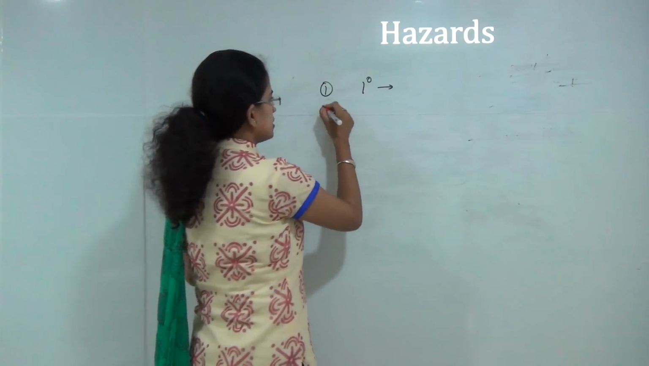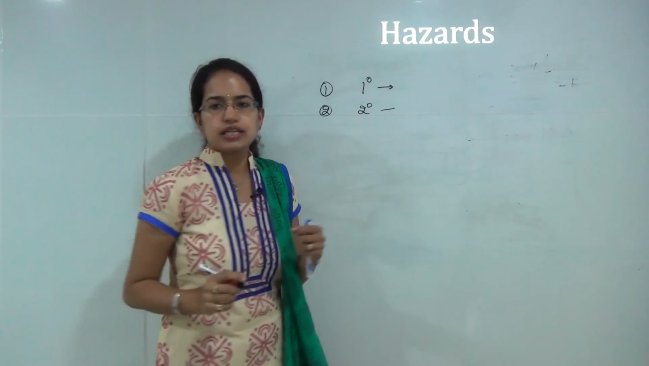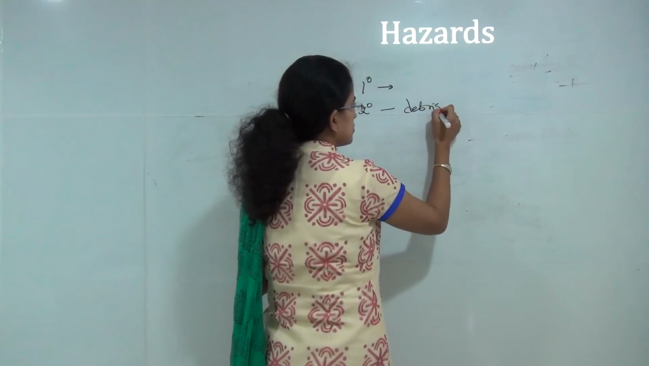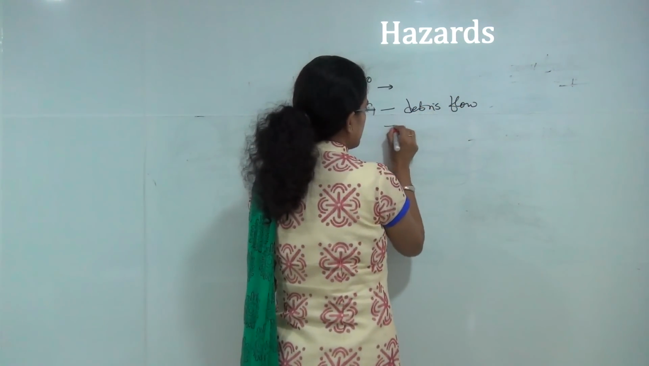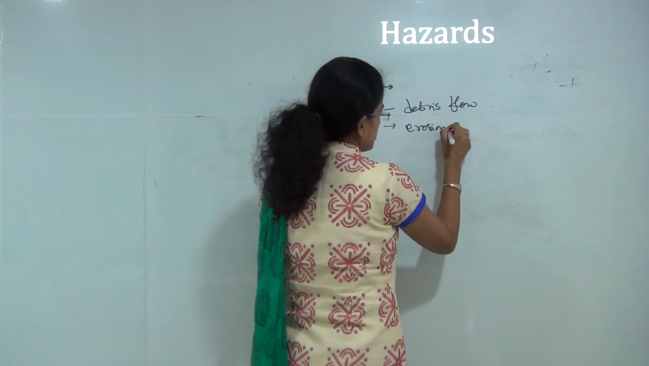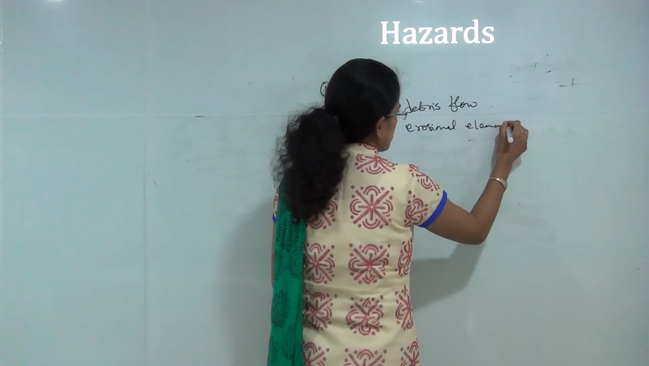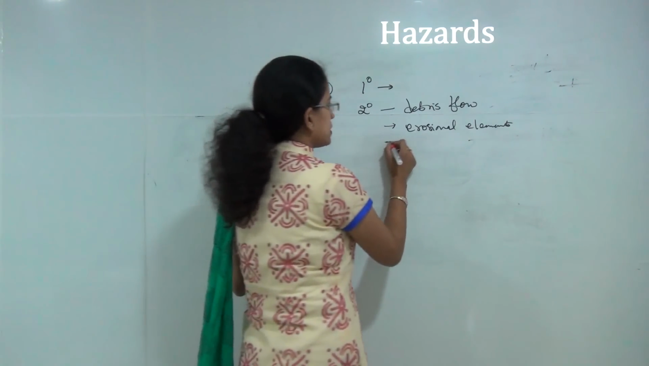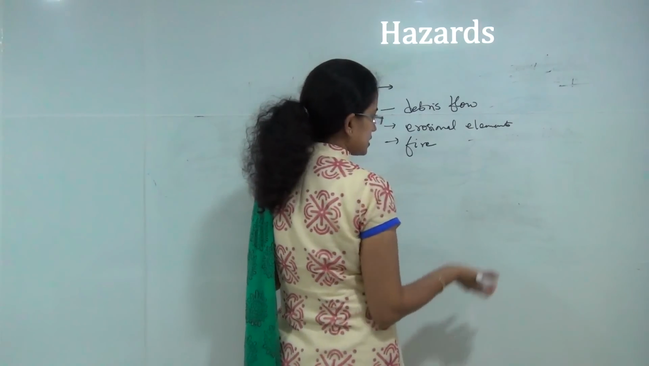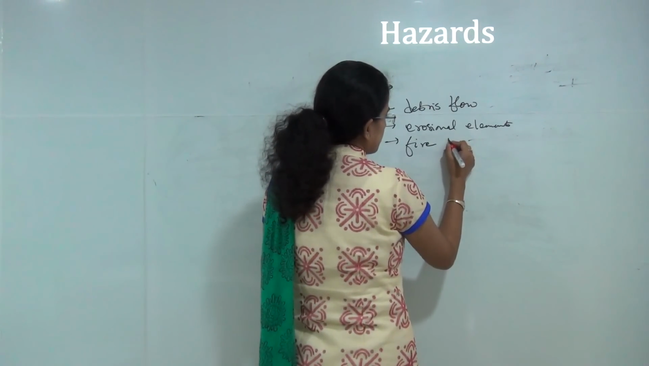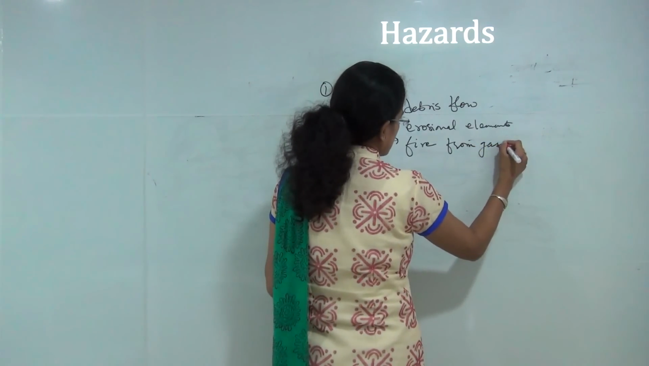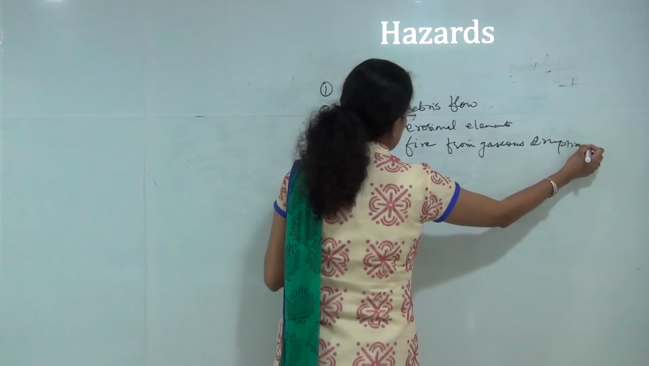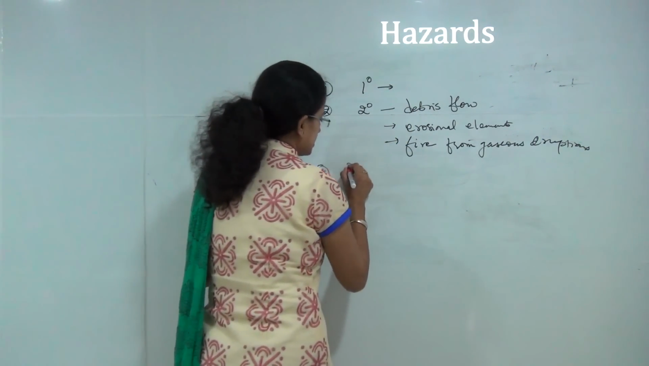The second is the secondary hazards. These can be in the form of debris flow. You have erosional elements, so you have erosion of a huge number of elements that happen, and finally fire from the gaseous eruptions that occur. So if there is an underground eruption, there can be fire from the gaseous eruptions. So these are some of the secondary hazards that occur, and finally you have the tertiary hazards.